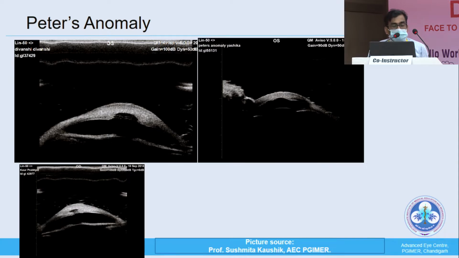So let's quickly go through some of these structures. This is a case of Peters anomaly. There is a central defect in the Descemet along with a defect in the stroma. That can have different grades. Here is a minimal one, here is a somewhat moderate one. Sometimes the iris and lens can adhere to this structure. This is a case of Peters anomaly.